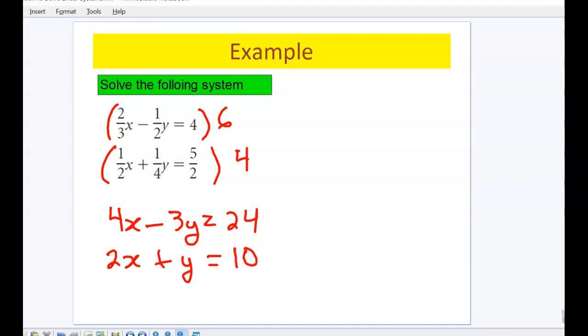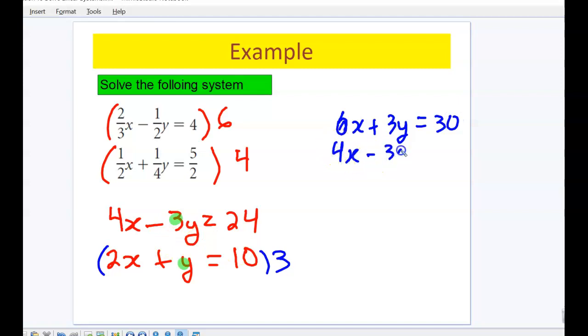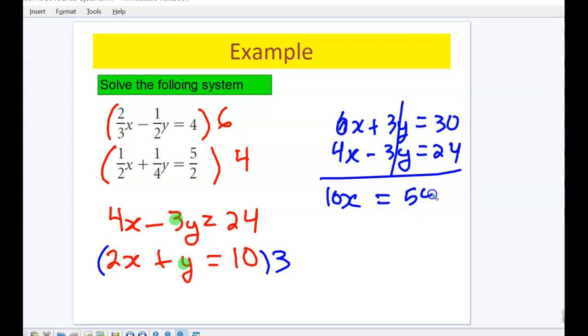So now you notice I have a y and a negative 3y. So if I multiply the bottom row by 3, I'll just put the equation up here, I'll get 6x plus 3y is equal to 30. Then I'll bring down the first one, which was 4x minus 3y equals 24. So if I add these up, I get 10x. The 3y's cancel, and this is going to equal 54. And divide both sides by 10, and I get x is 54 over 10. So x is going to be 27 over 5.